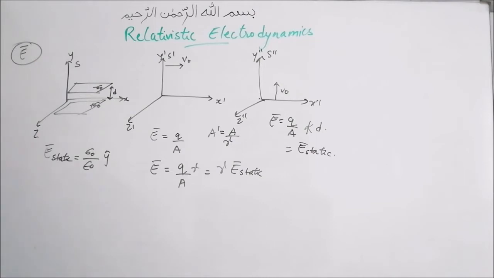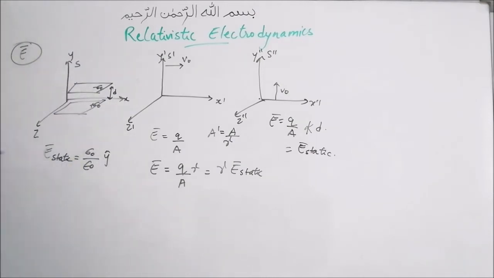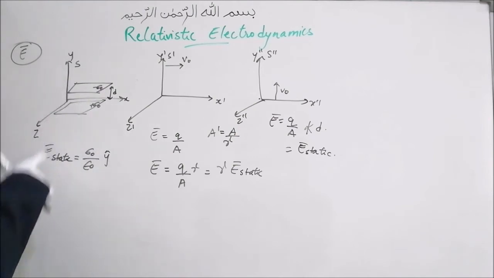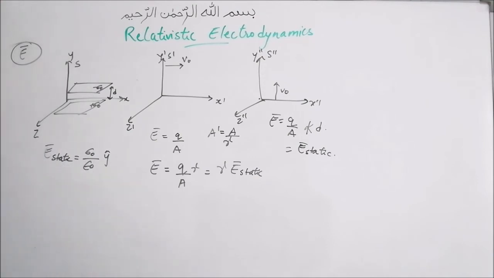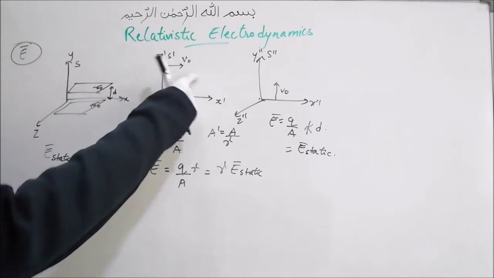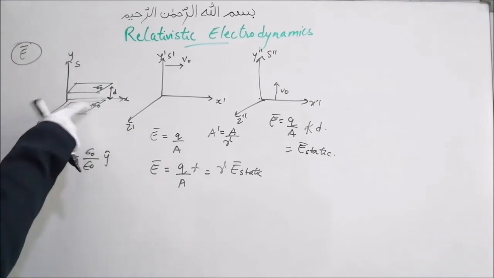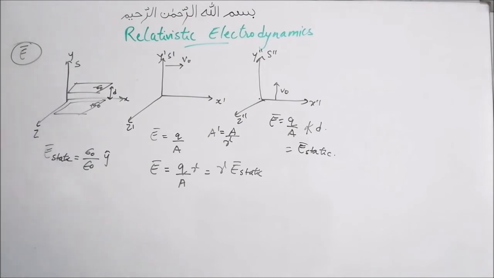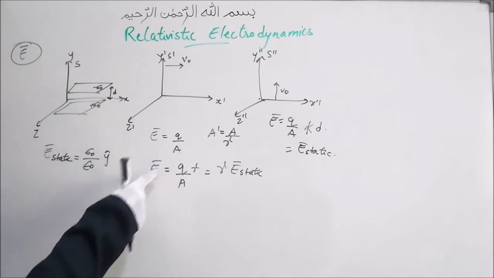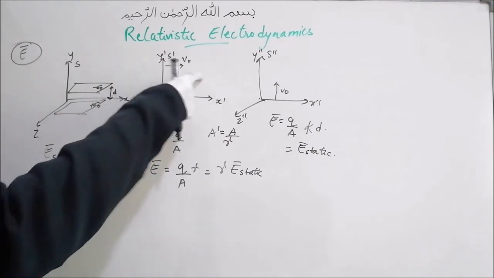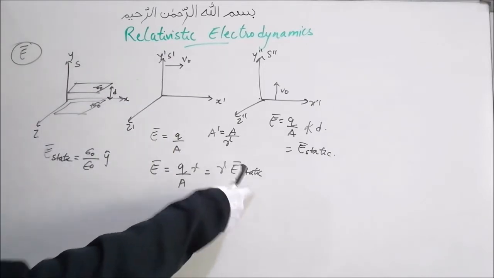So is this clear? When we take the frame S, which is at rest, we know there is a uniform electric field between the two plates, given by sigma naught upon epsilon naught in the y hat direction, and we are calling it E static. If we consider the motion along the x dash direction, the area of the plates is going to contract. Since the area will decrease, the electric field will increase because area is in the denominator. Therefore, when the frame is moving towards the right, the electric field will be gamma times E static.